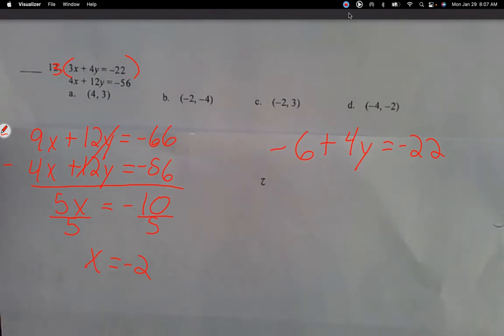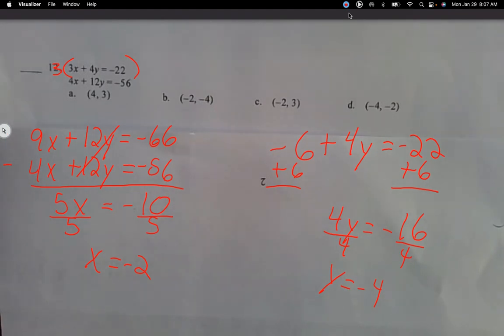You move the 6. We'll add 6. So 4y equals negative what? And then what do you do? Divide by 4. Negative 4. And y is negative 4. Yes, you're right. Okay. And so it's B. Answer is B.